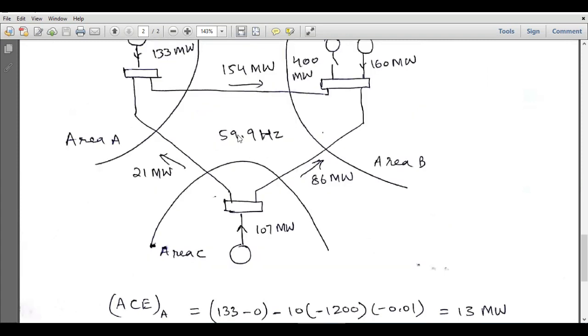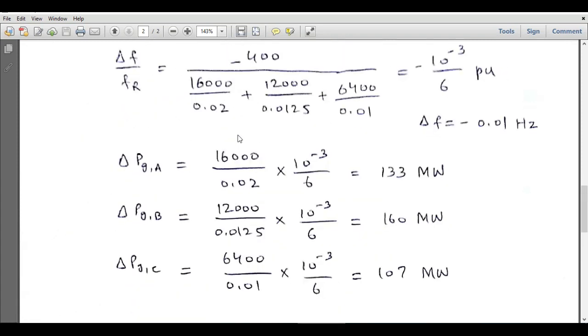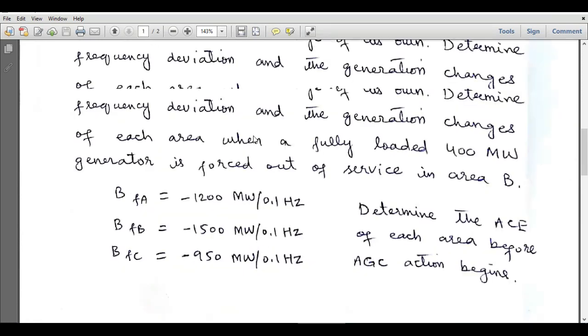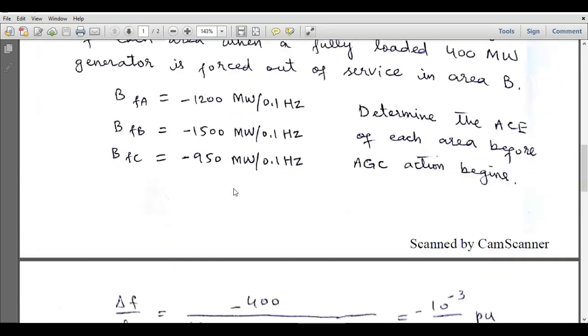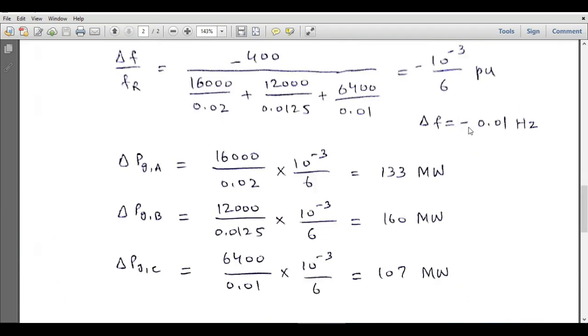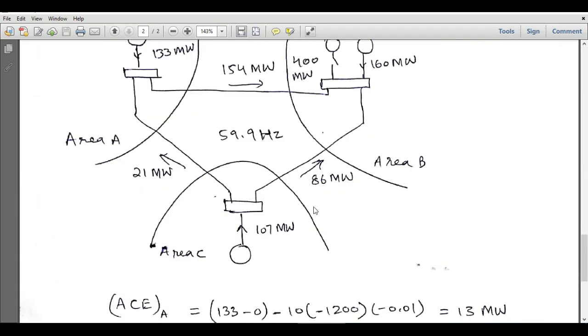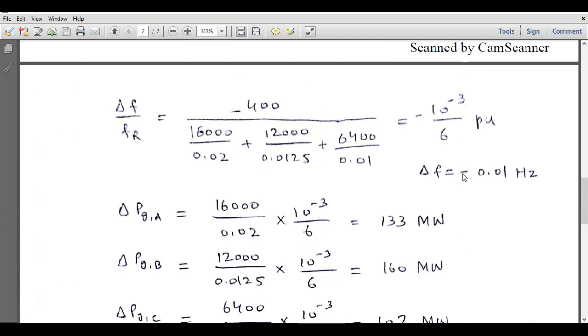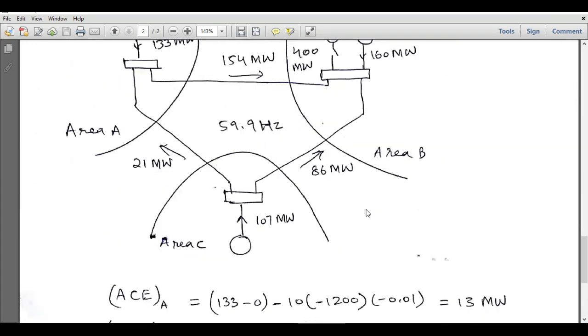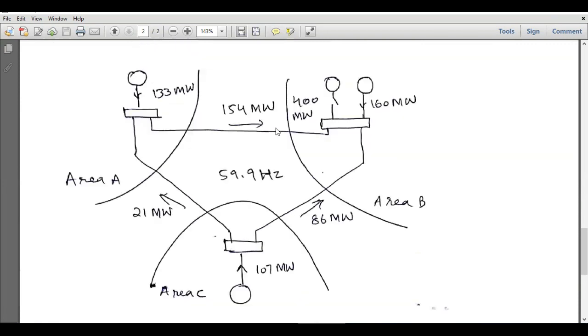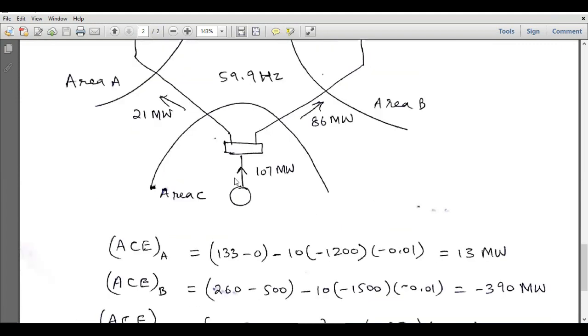And this is our new system frequency after the reduction. So initially our frequency was 60 hertz, which you can see over here. And we have observed a delta F equal to minus 0.01 hertz. So our new system frequency will be 60 minus 0.01 hertz, so that will be equal to 59.99. But by mistake, I have written 59.9 hertz. In fact, it is 59.99 hertz. Okay, so I think that is also understood by you.